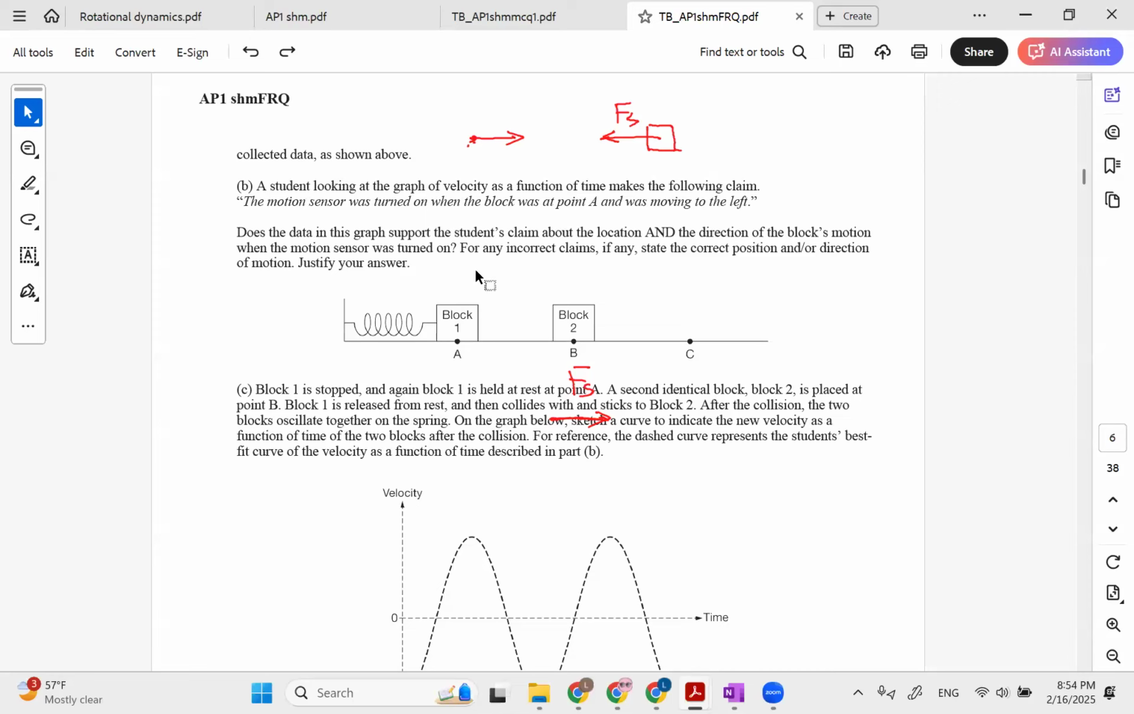A student looking at the graph of velocity as a function of time makes the following claim. A motion detector was turned on when the block is at point A and moving to the left. Does the data in the graph support the student's claim about the location and the direction of the block's motion when the motion sensor is just turned on? For incorrect claims, if any, state the correct position or direction of the motion. Justify.